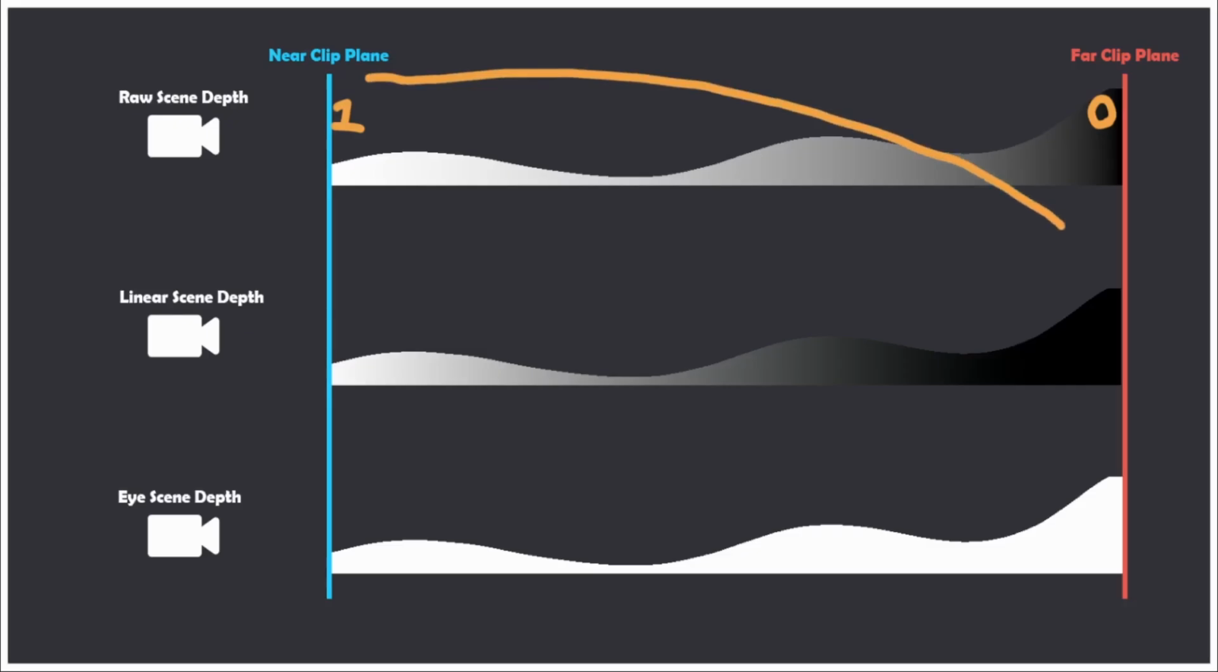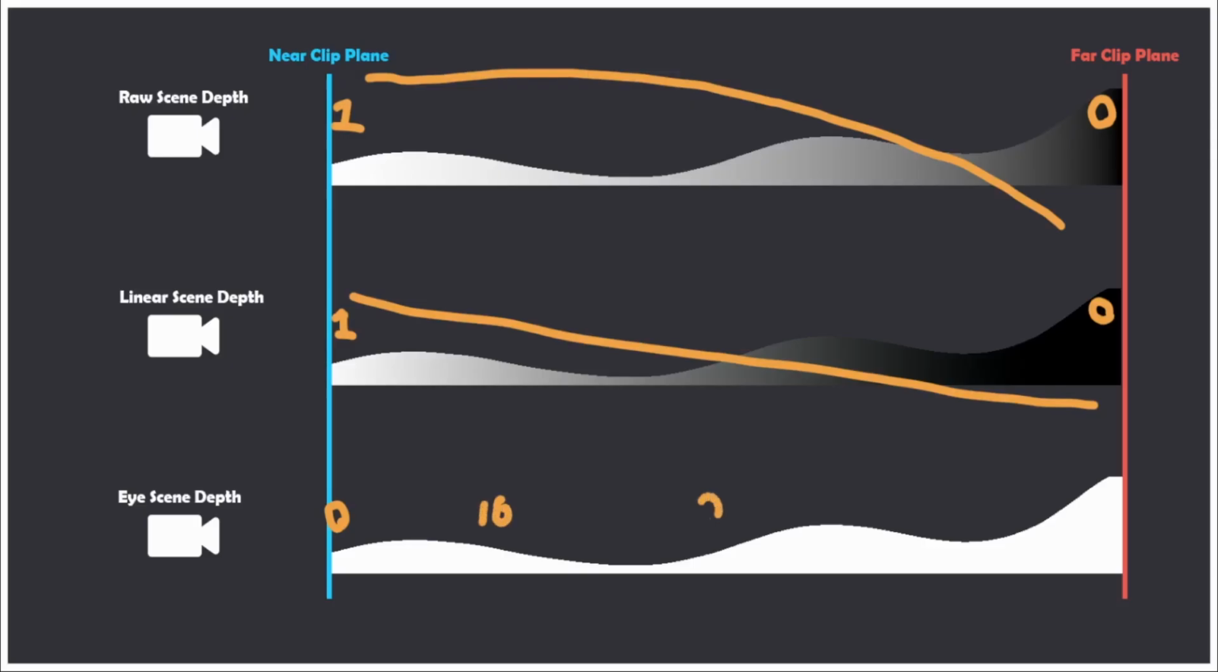With linear scene depth, it's the exact same thing where 1 is the near clip plane and 0 is the far clip plane. However, this is a linear representation, so the intensity values drop linearly. With eye scene depth, it's giving you the actual distance in units. If you try to just render this, it will be extremely bright because the values will be greater than 1, so it'll think it's an HDR color. But it's giving you an actual readout of the number in units of how far away that point is.